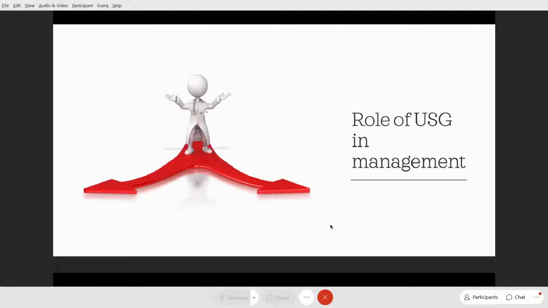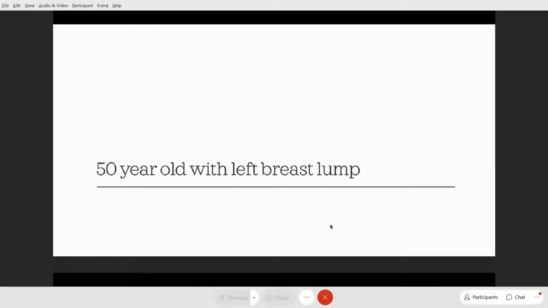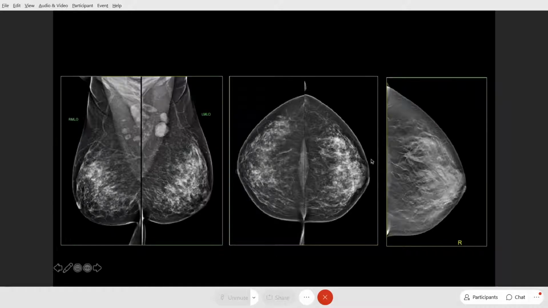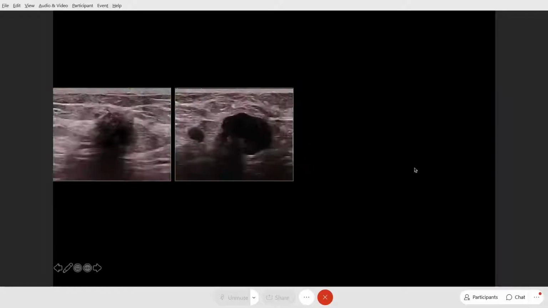Moving on to the second set of cases, wherein we are going to see the ultrasound role in management. To start with, this is a 50-year-old lady with a left breast lump. This is a pretty dense breast which is not showing the mass very well, but you can see the suspicious left axillary lymph nodes. However, you can see the mass, which is spiculated with architectural distortion, well on the tomo image. Now, what is the role of ultrasound?